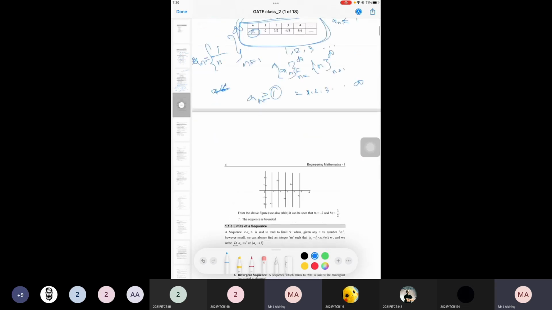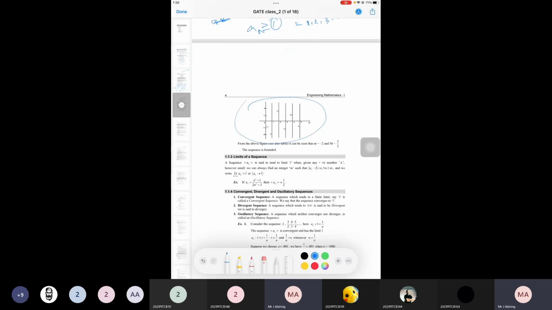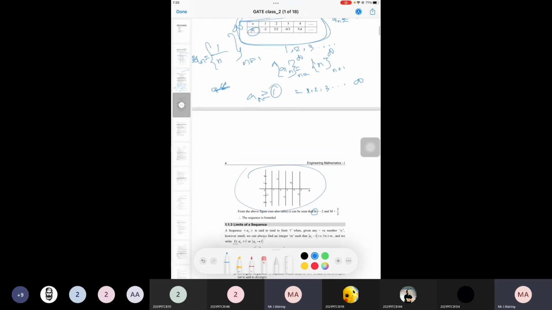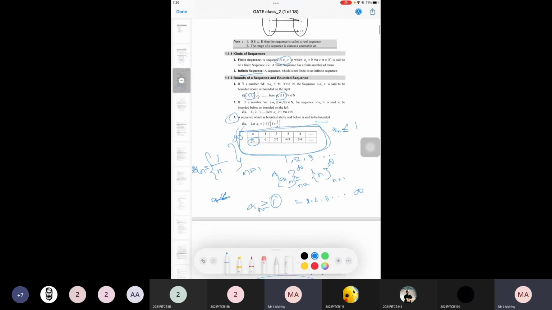If you plot the diagram, you will get a diagram like this. From the above diagram, it's very clear that small m is the bound below and capital M is the bound above. Here they have already given the example. Suppose an is greater than or equal to small m, then that is bounded below, bounded on the left. Suppose an is less than or equal to capital M, then that is bounded above.